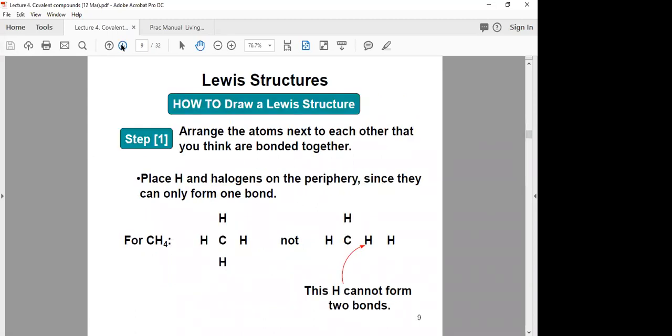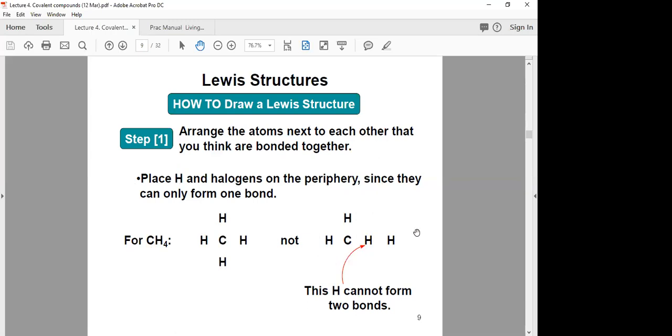All right, let's go through the steps that you would use to draw a Lewis structure. And I promise you won't be tested on this, but it's very useful to know how to do this. Step 1, arrange the atoms next to each other that you think are bonded together. Place any hydrogens and any halogens on the periphery, since they only ever form the one bond. So for this example, CH4, we've got 1 carbon. Of course, we'll place carbon in the centre and the hydrogens around the outside.